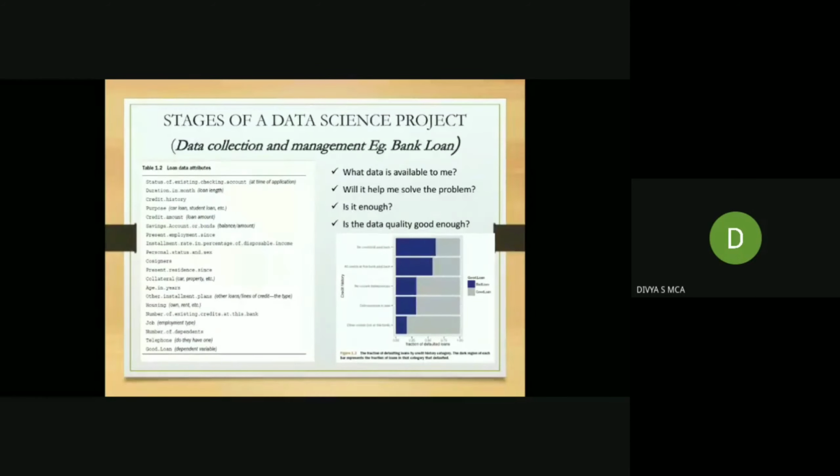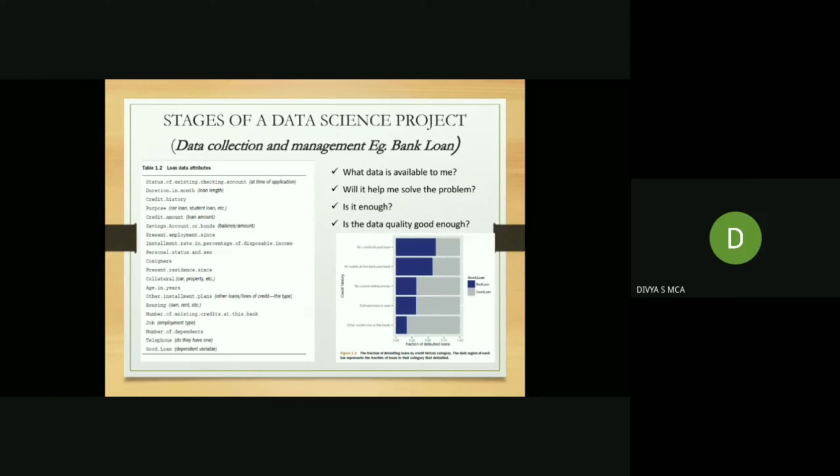On the right side, you can see the graph. On the x-axis there is the fraction of defaulted loans, and on the y-axis, credit history. There are two different colors: one is light blue and another is dark blue. Dark blue means bad loan and light blue means good loan. So I will explain what we mean by good loan and bad loan.